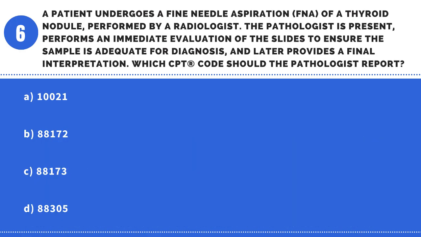Question 6. A patient undergoes a fine needle aspiration, FNA, of a thyroid nodule, performed by a radiologist. The pathologist is present, performs an immediate evaluation of the slides to ensure the sample is adequate for diagnosis, and later provides a final interpretation. Which CPT code should the pathologist report? A. 10021. B.